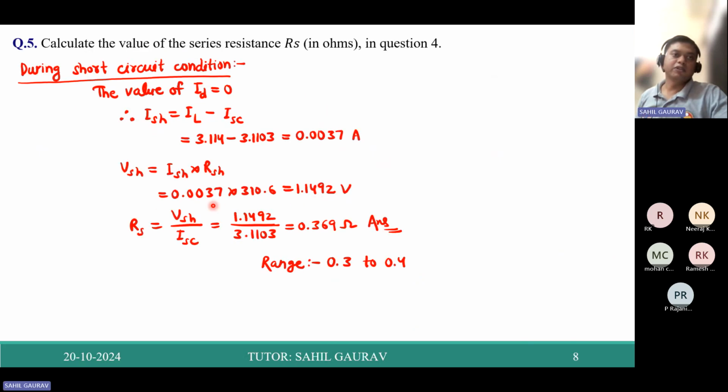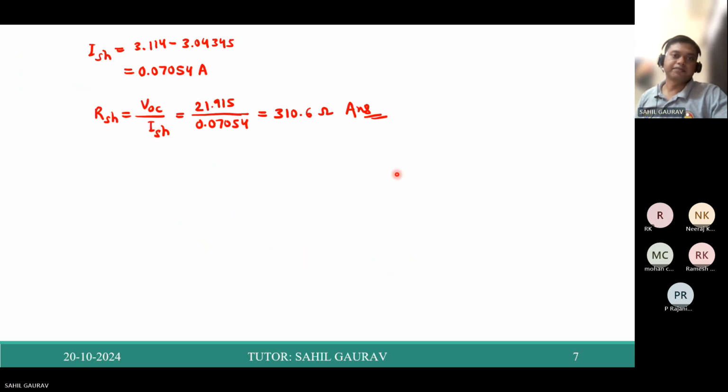Now coming to the next problem. Here in this problem, they are asking about series resistance. Then you apply the short circuit condition, and during short circuit the diode current is negligible, so you can take it as 0. Therefore, you can write ISH equal to IL minus ISC, and this will come as 0.0037 ampere.